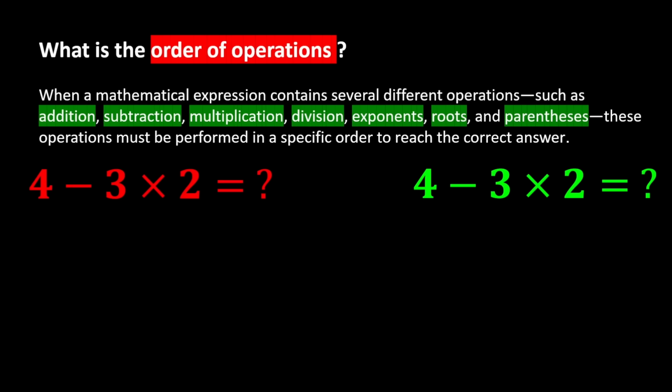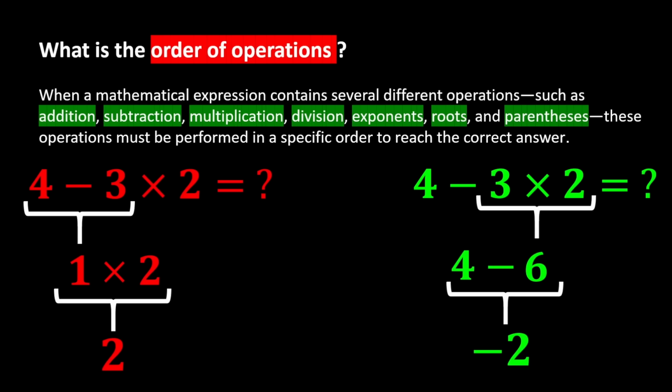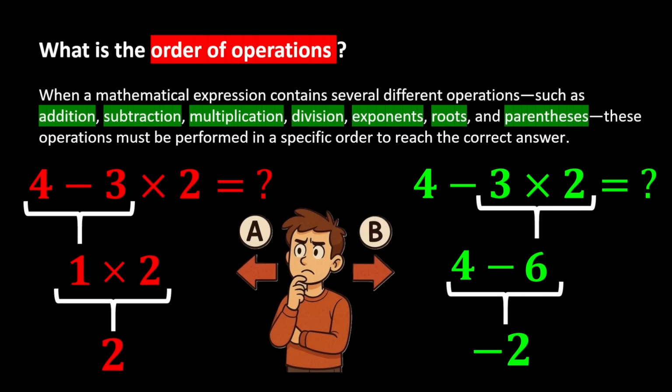4 minus 3 times 2. First, if we subtract 3 from 4, we get 1. And 1 multiplied by 2 gives us 2. But if we first multiply 3 by 2, we get 6. And 4 minus 6 gives us negative 2. So which answer do you think is correct now, 2 or negative 2? This is where the order of operations becomes important.